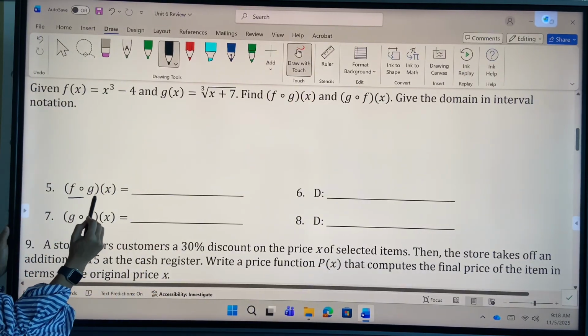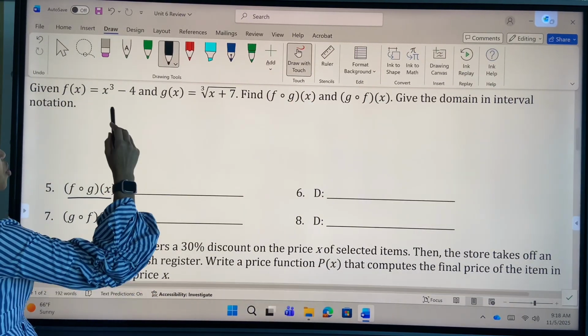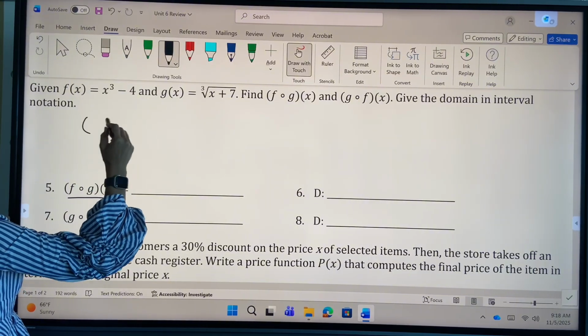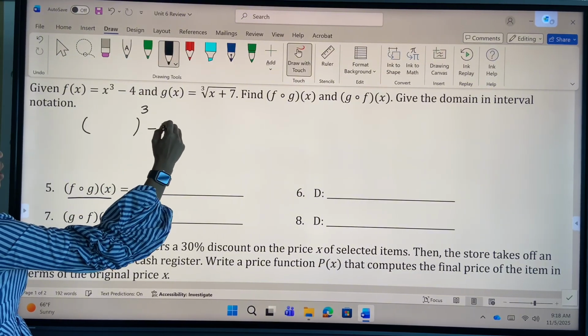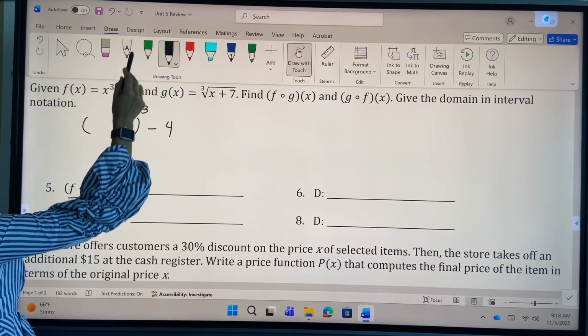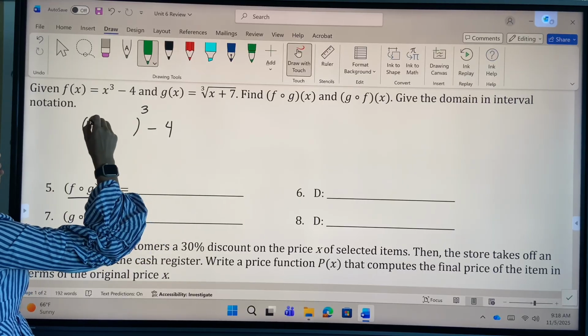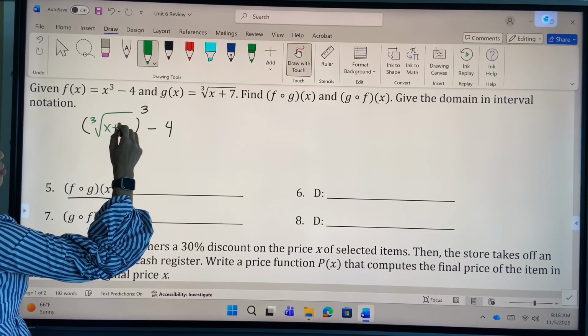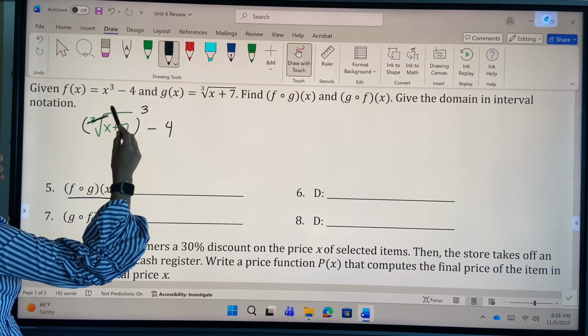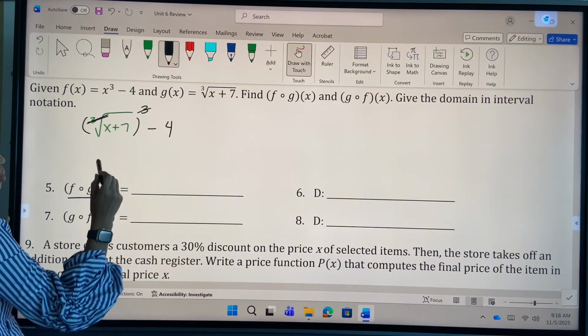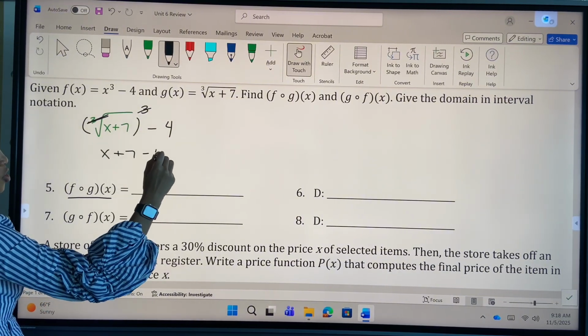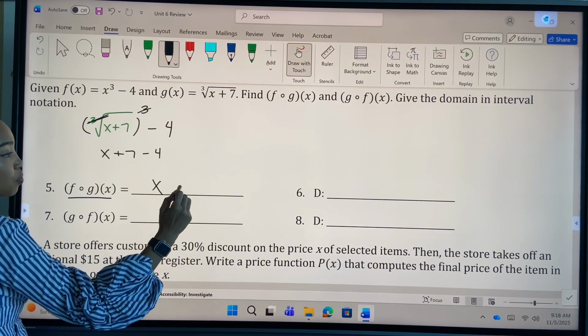I'm going to do f of g of x first. So f of x is parentheses cubed minus 4. That's what f of x is. And I'm going to put g inside. The cubed root cancels out with the cubed. So I'm left with x plus 7 minus 4, which is just x plus 3.